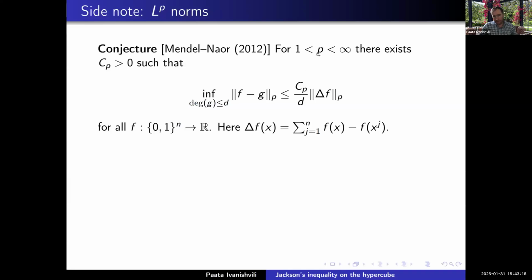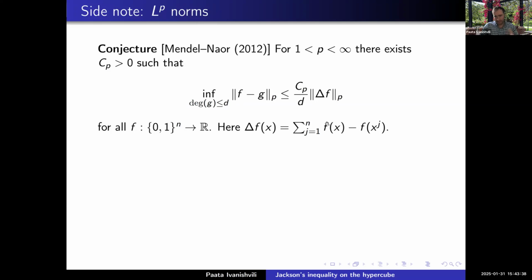If you give me any power p between 1 and infinity, there exists a constant Cp greater than 0, such that this infimum over all polynomials of degree at most d is bounded like this. There is Cp divided by d, and then there is a Laplacian. So in the previous slide, I had sensitivity, but they are very closely connected to each other.